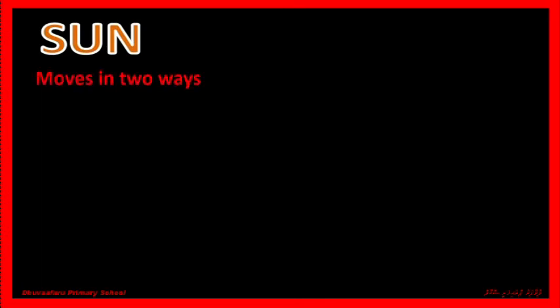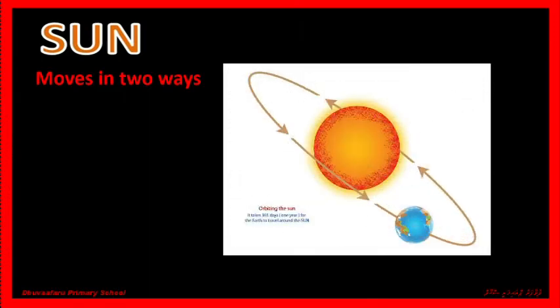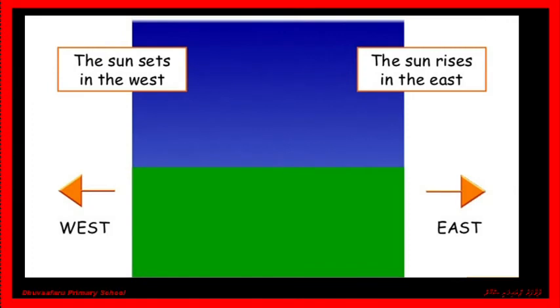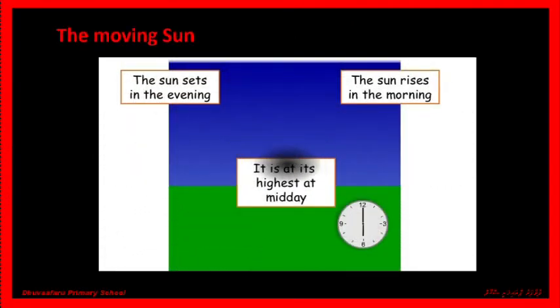Sun moves in two ways: rotation and revolution. The sun sets in the west and the sun rises in the east. Moving sun. The sun sets in the evening. The sun rises in the morning. It is at its highest at midday.